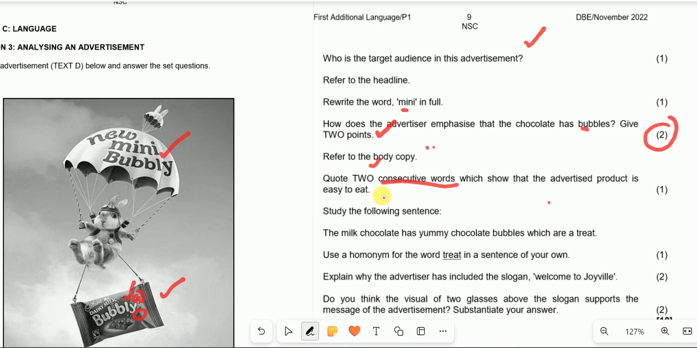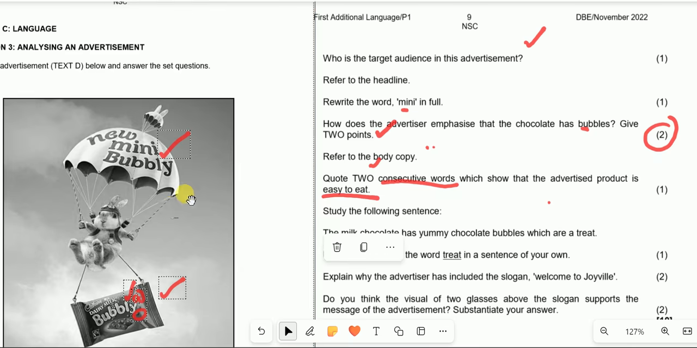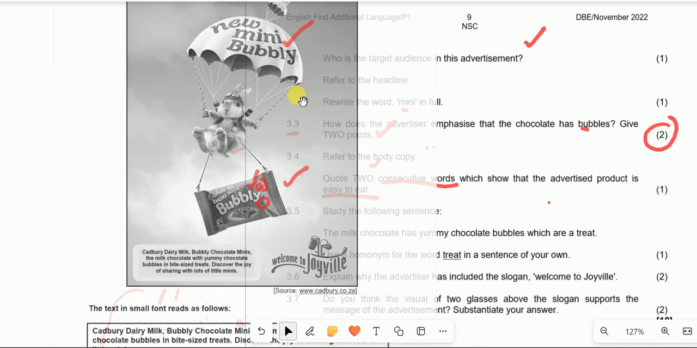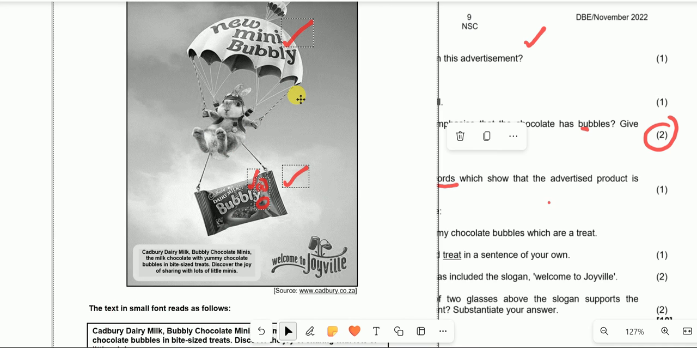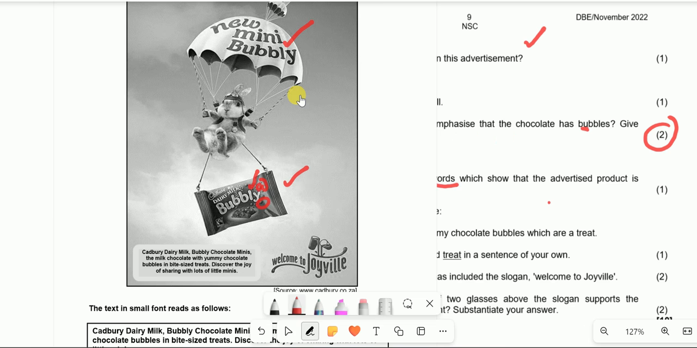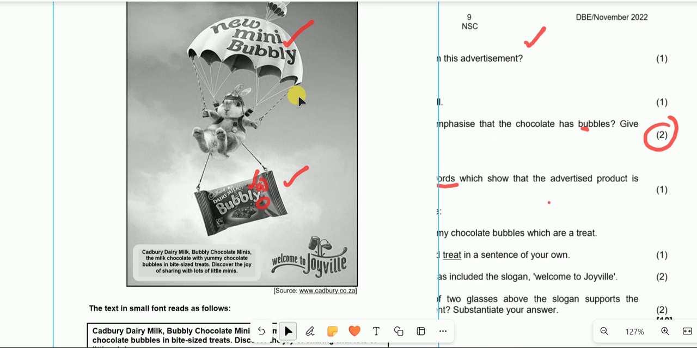And then to show that the advertised product is easy to eat, again, what do you do? You go back to the advertisement. We need 2 words to show that the chocolate is easy to eat. And then we only need how many words? 2 words. In the message, we have the word "bite-sized" in quotation marks. And then we also have "mini bubbly", because mini means something that is relatively small and it can be easy to eat. So you can say "mini bubbly", or you can say "bite-sized" in quotation marks.